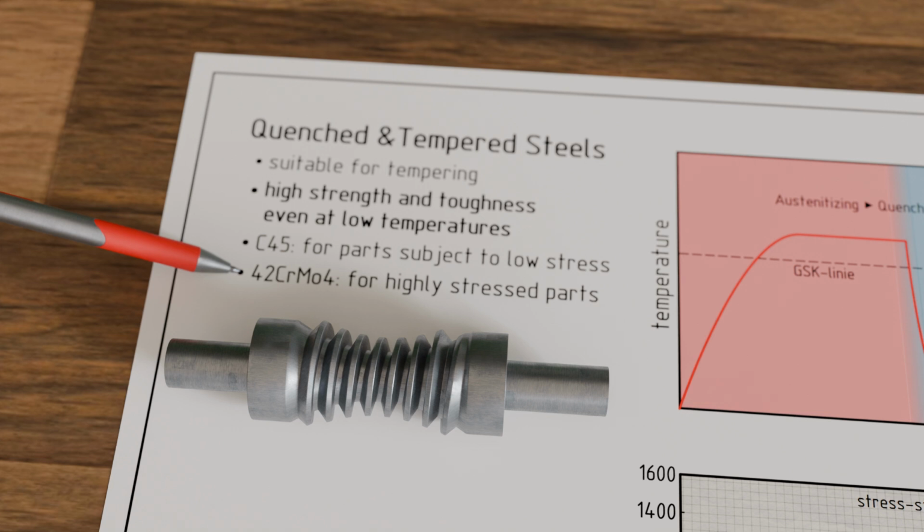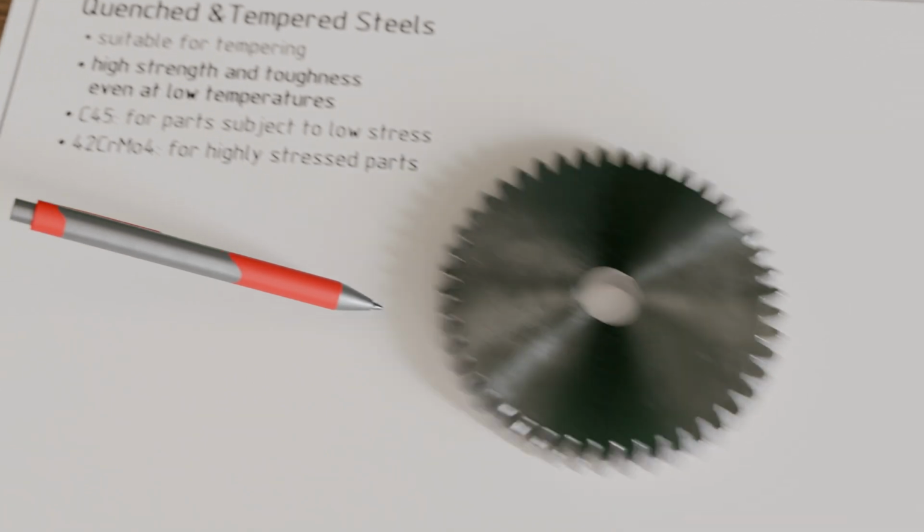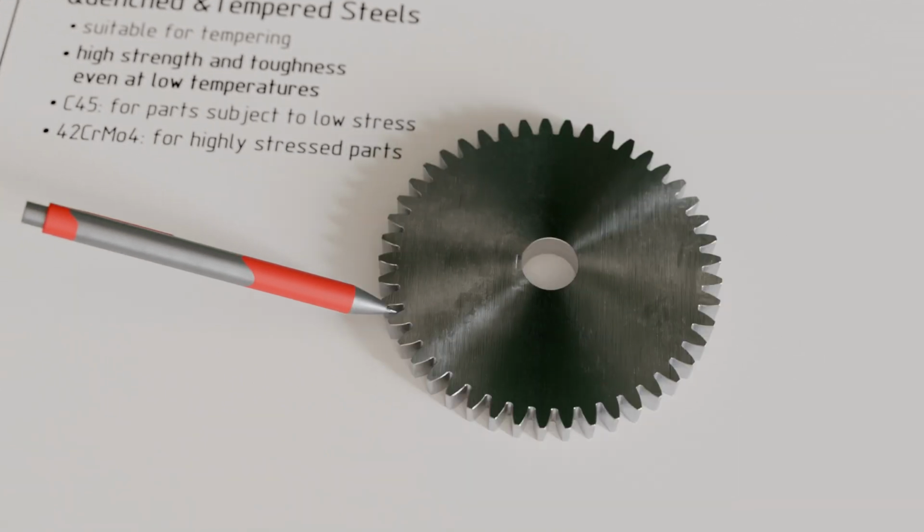In the quenched and tempered condition, steels are indeed very tough and strong, but not particularly wear-resistant. However, in some applications, a wear-resistant surface combined with high core toughness is precisely what's required. A typical example is gears, where the tooth flanks at the contact points must be extremely hard and wear-resistant, while the gear body itself needs to remain tough and allow for slight deformation under high loads to prevent breakage.